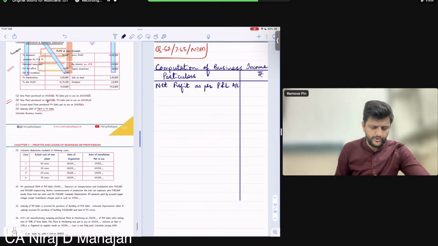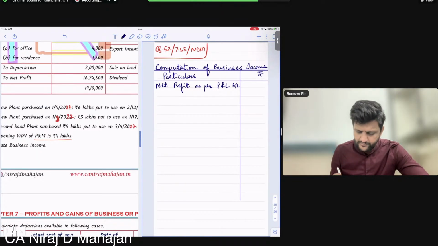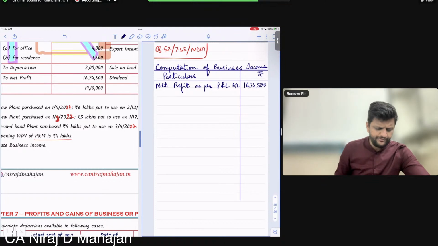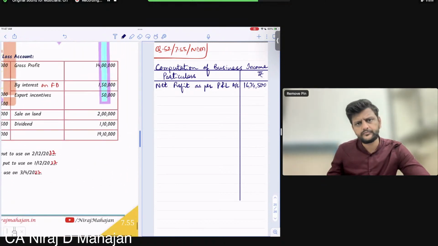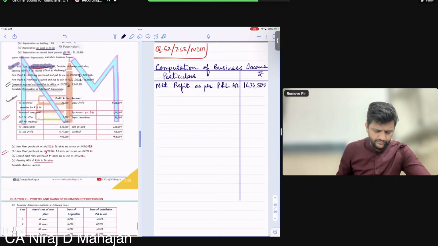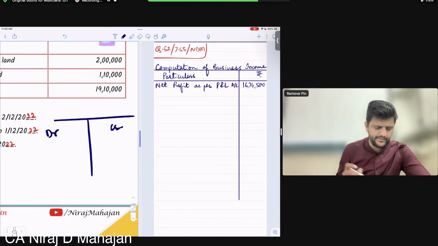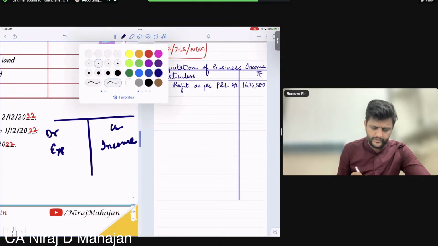What is the net profit given to you बच्चों? 1674,500 है ना? So that is our starting figure. Now बच्चों, first focus on the credits. For your understanding, I'll just draw a T format of P&L. You know, these are debits, these are credits. Expense, income. Clear till here? Should I go ahead?